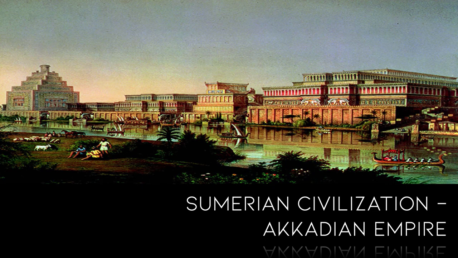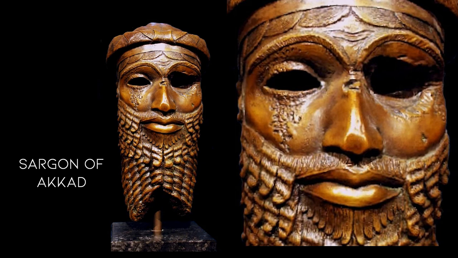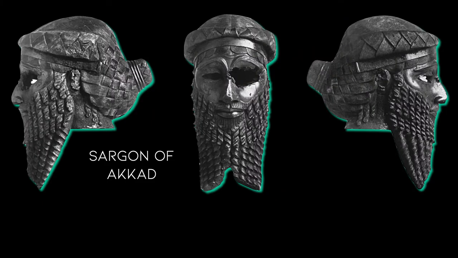So the Sumerian civilization gave way to the very first empire, which was the Akkadian Empire. The Akkadians were a small city-state that's basically going to take over the Sumerian area, and it's going to rise in influence under a man by the name of Sargon in around 2270 BC. That's a famous bust there of Sargon of Akkad. You can see this is a black and white version of it there.